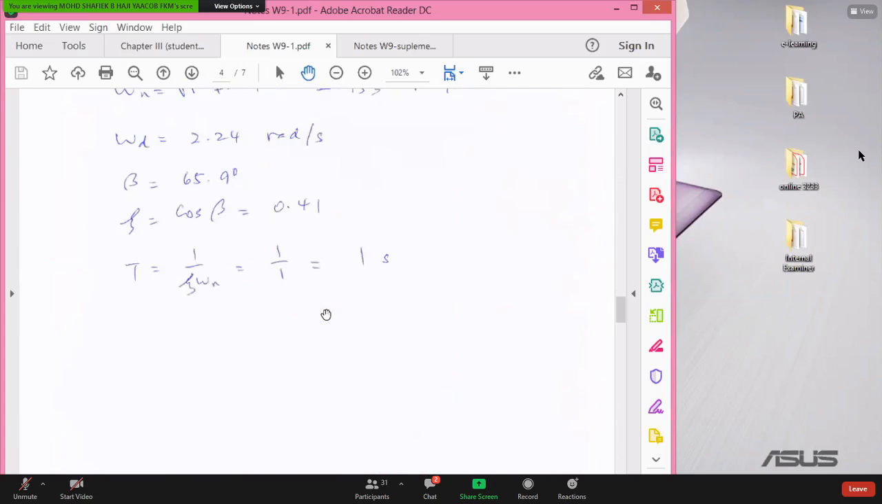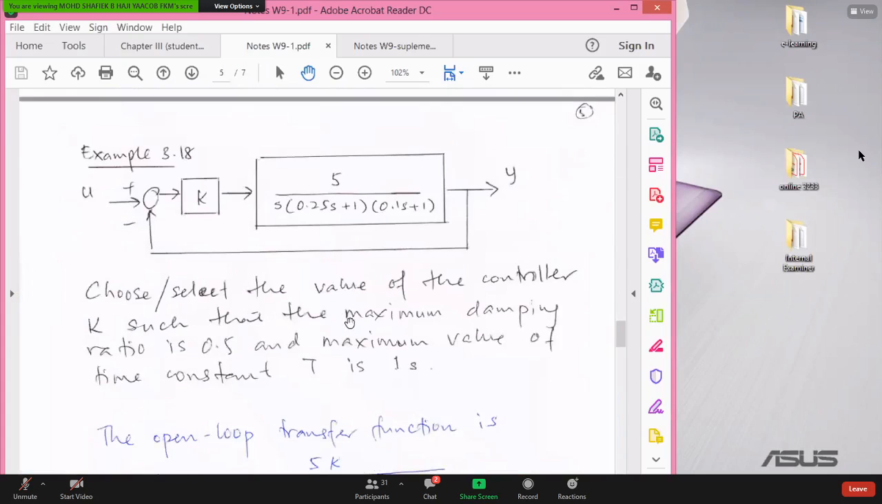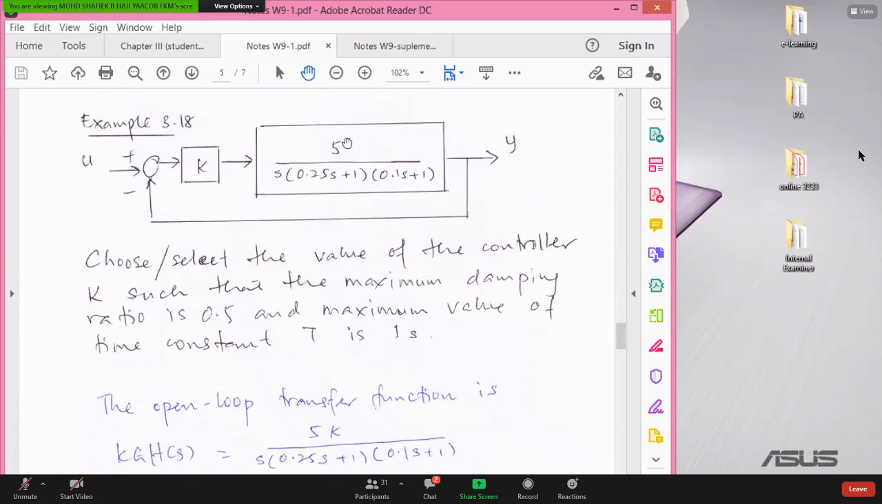Example 318. Okay, so we are given this system, a third order system to be controlled with proportional controller gain K, and then we have a unity feedback loop. So the system to be controlled is 5 divided by S times (0.25 S plus 1) times (0.1 S plus 1). So when we draw the root locus diagram, we want it to be in the form of zero pole format.